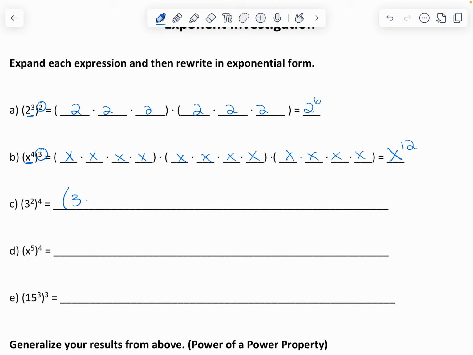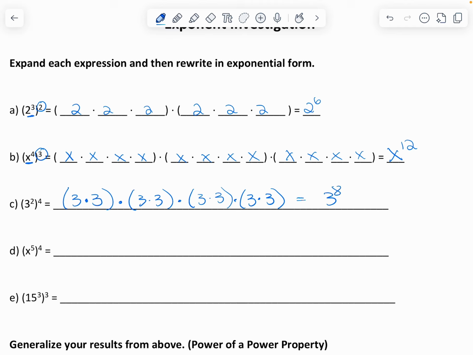So we're going to do the same thing here. I write 3 times 3, and I'm going to do that 4 times. 3 times 3, that's my second time. My third time, and my fourth time. So when I do that, I come out to having 8 3's.